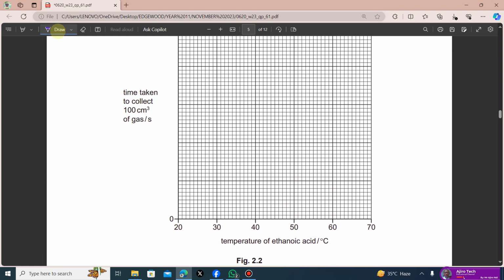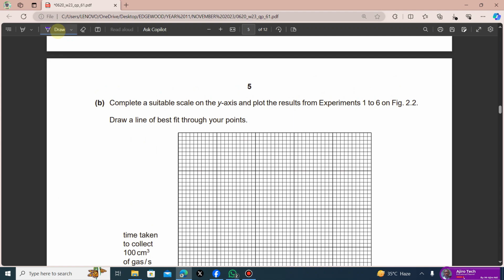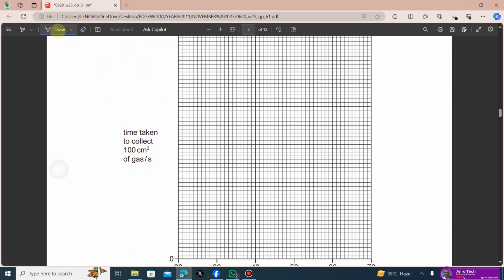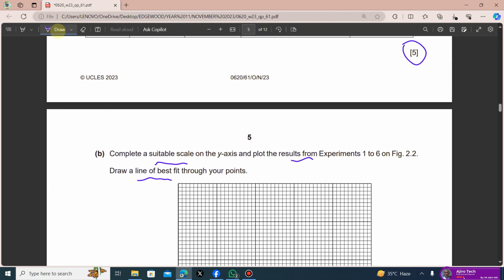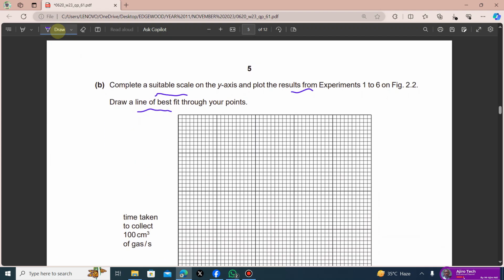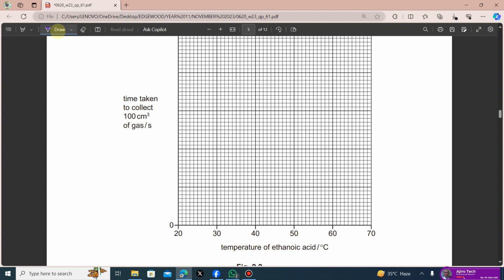The scale has been given already, but the question here says complete a suitable scale on the y-axis and plot the results from experiment 1 to 6 on figure 2.2, and then you draw a line of best fit through your points. So we're going to do that quickly. Now, if you look at the time taken to collect 100 centimeter cube of the gas per second, we see that the highest value is about 282. So the scale I will adopt is this.